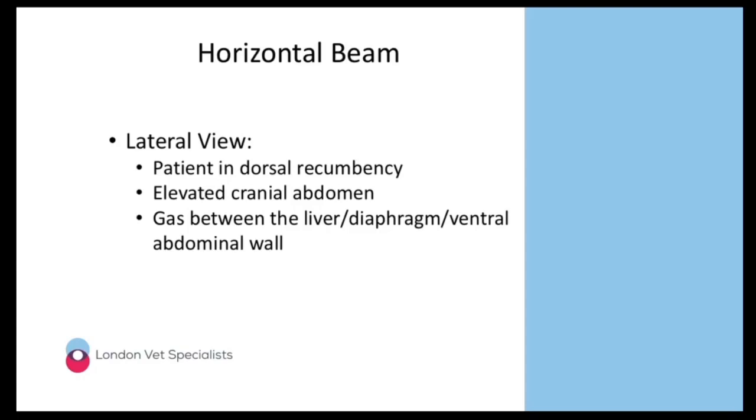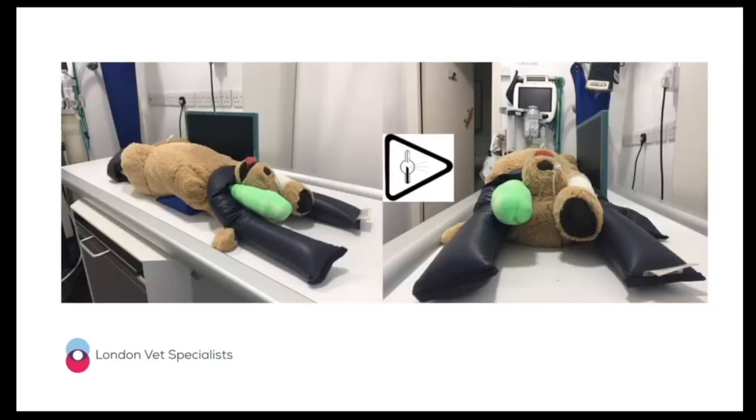So if you're struggling to visualize what this might look like, a horizontal beam technique is a lateral view with the patient in dorsal recumbency. It looks a little bit like this. You can see the patient has been placed on its back. In dorsal recumbency, we've used a little foam wedge just to elevate the cranial abdomen, and we're using a horizontal beam technique. So our tube is positioned adjacent to the patient, and our cassette just opposite it. The primary beam is passing from left lateral to right lateral. So this is a lateral view with the patient in dorsal recumbency using a horizontal beam technique.